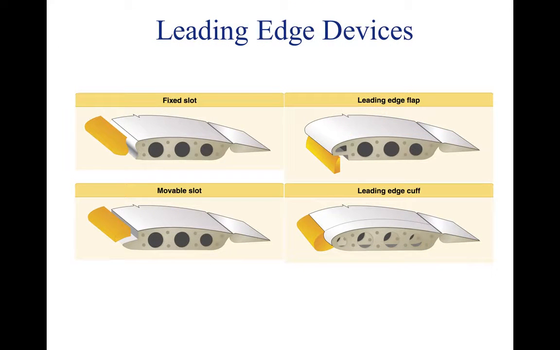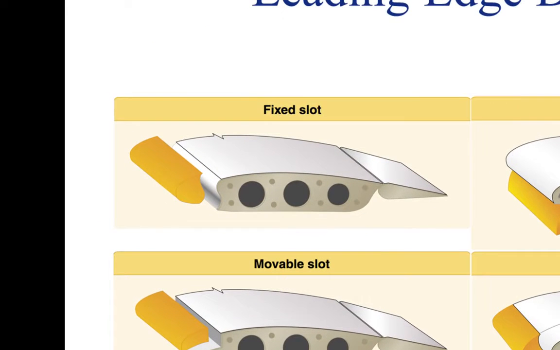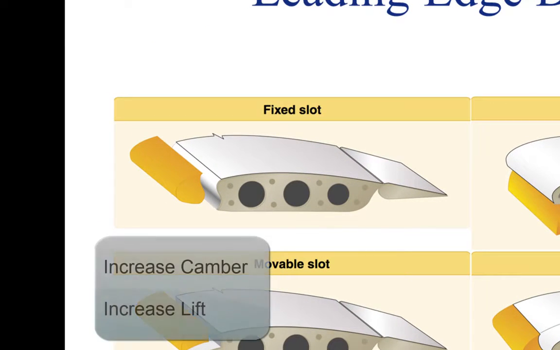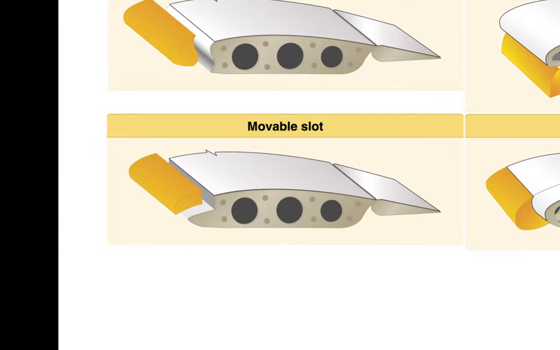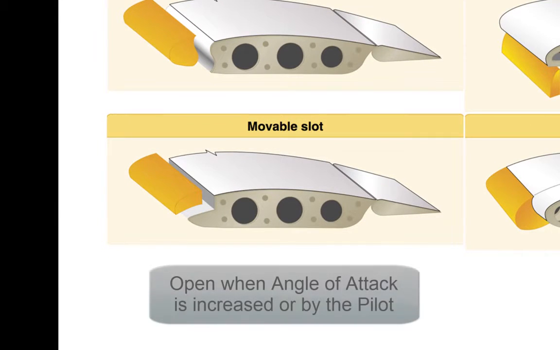High-lift devices may also be added to the leading edge of the wing. The 4 most common types are fixed slot, movable slot, leading edge flap, and leading edge cuff. Fixed slots delay airflow separation until a higher angle of attack. This does not increase the wing's camber, but still increases lift. The movable slot works in the same way as fixed slots, but either opens when the angle of attack is increased or is opened by the pilot at any angle of attack.